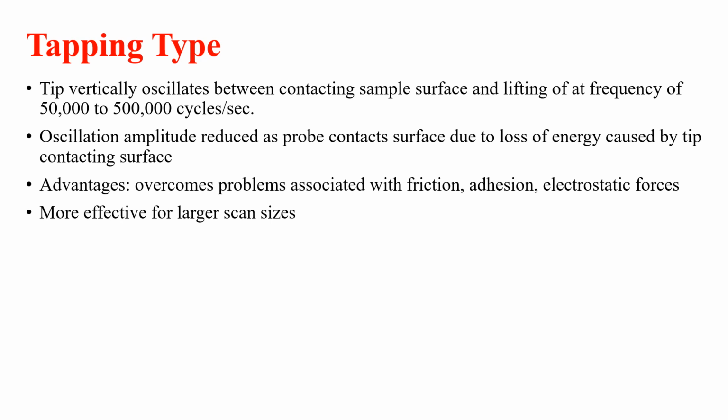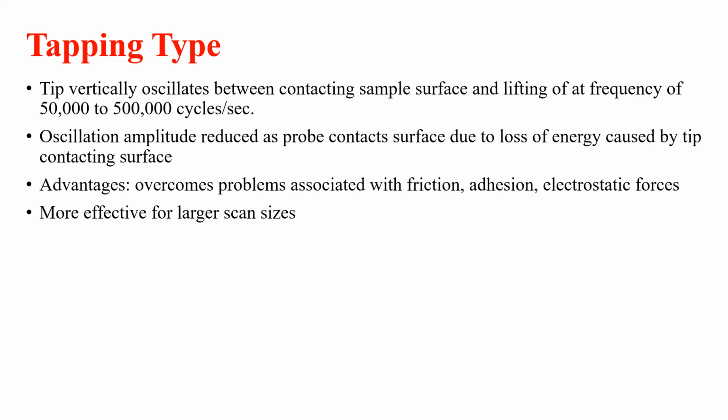Next, the last mode is tapping mode. As we know, in ambient conditions, most samples develop a meniscus layer. What do you mean by meniscus? A water meniscus layer is due to ambient humidity: a thin layer of water is formed between the tip and the sample during air measurements, and this gives rise to a strong attractive force that pulls the tip onto the surface.